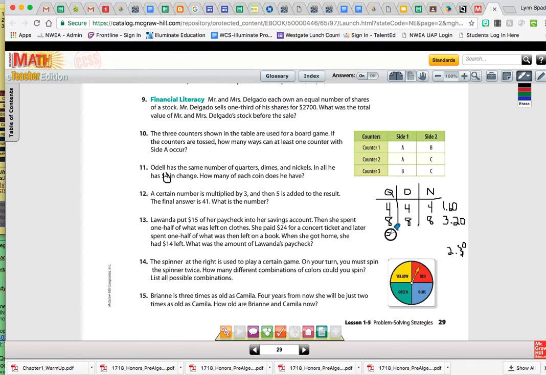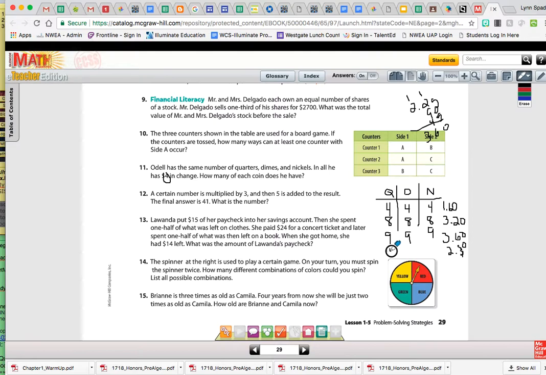So I'm going to go one more, 9 quarters, 9 dimes, and 9 nickels. So 9 quarters would be $2.25. $2.25 plus 9 dimes is 90 cents. And then 9 nickels would be 45 cents. So let's add that up. 0 there, carry the 1. 16, carry the 1. I am up to $3.60. Okay, so that's not going to work because we're still looking for a total of $4.